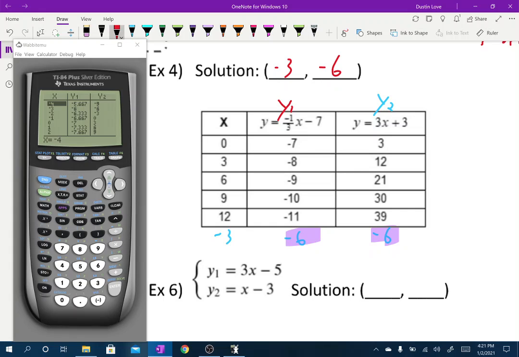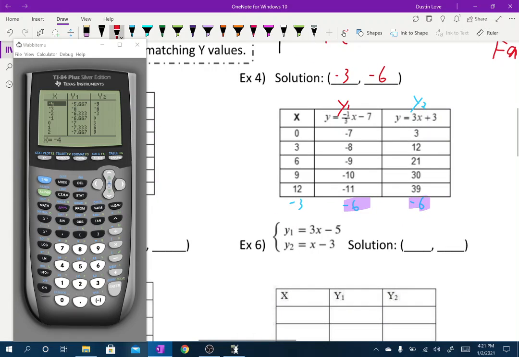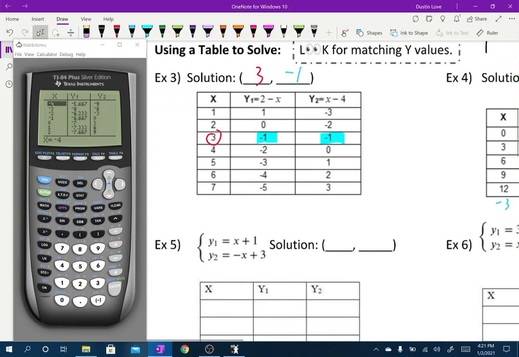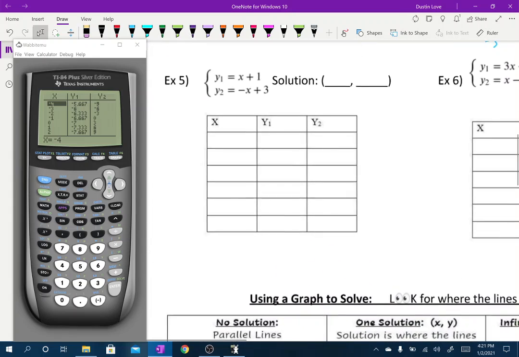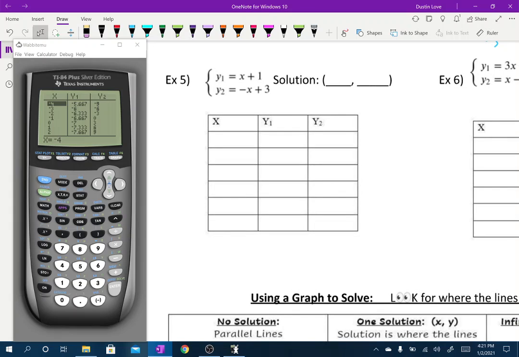And I know that was a little bit weird, but don't worry, that particular problem will be a lot easier to do with some of the other methods we'll be talking about later on this unit. So let's jump on to number 5. Now we're going to be doing this one using the calculator.